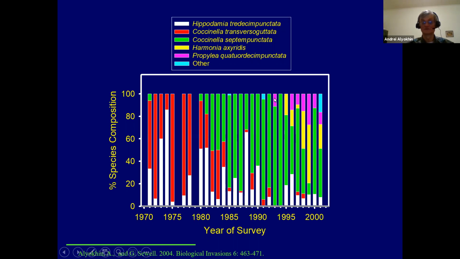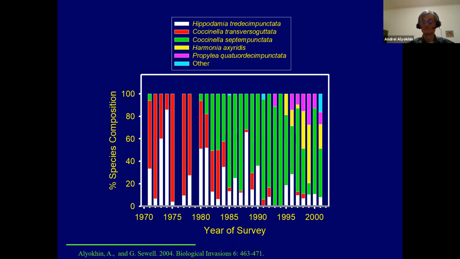Propylea quaternodecimpunctata, which probably arrived on its own, and then Harmonia axyridis, which was deliberately released all over the country. But I guess the current thinking is that all those releases failed, and the huge outbreak that happened after that happened because of one inadvertent introduction in Louisiana. Apparently some genetic evidence points to that.